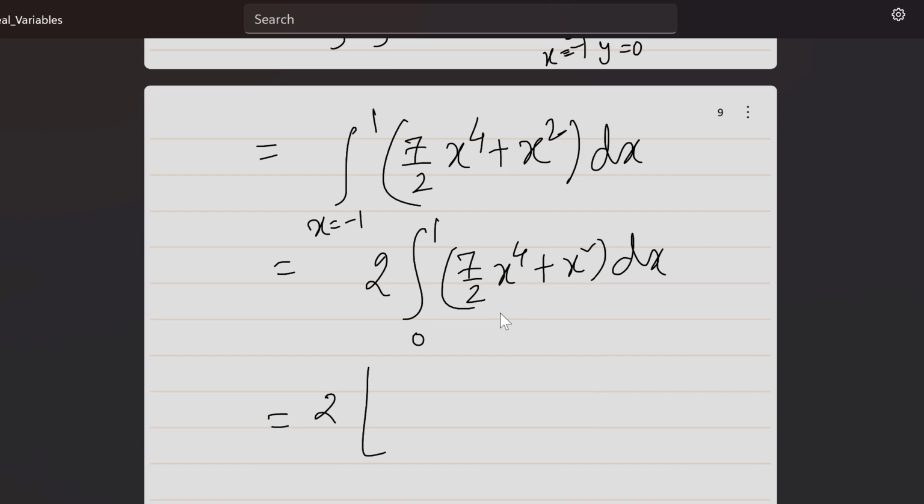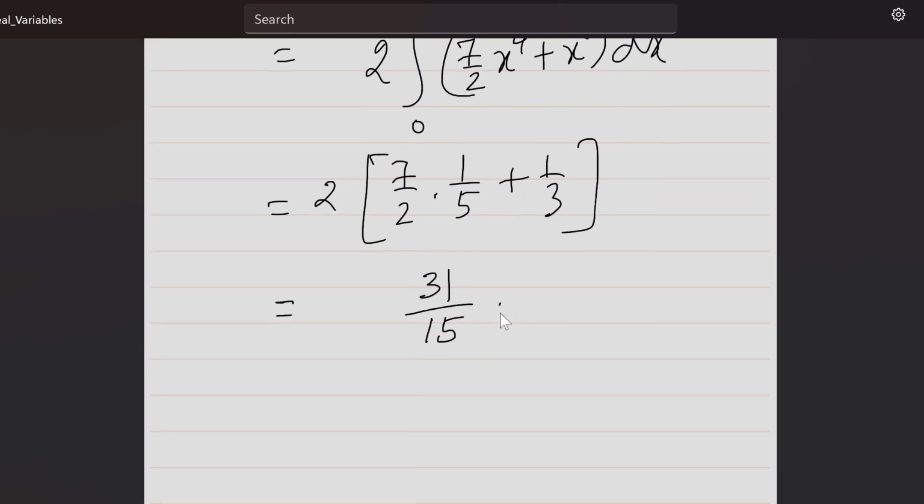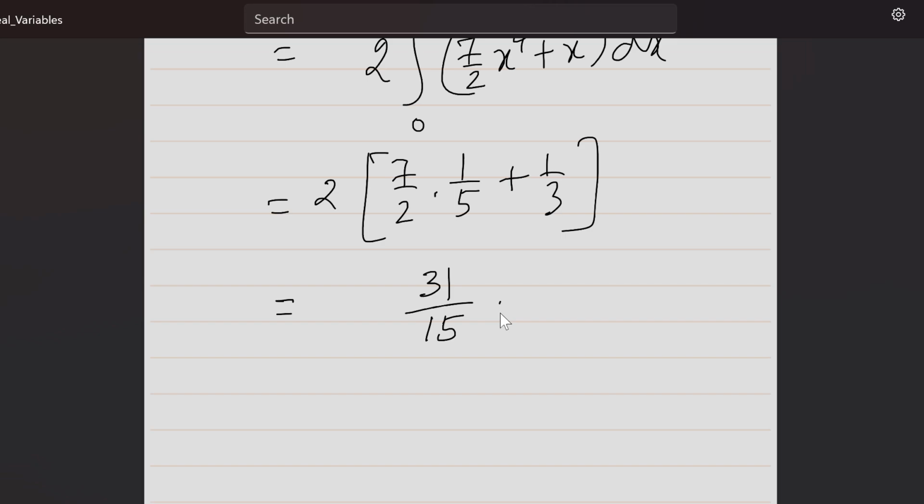So 2 into, I'm doing 7 by 2 into 1 by 5 plus 1 by 3. So it is 10, 37. It is 31 by 15. Yes, 31 by 30, 15. 31 by 15. So what is y bar? Just you calculate, this is 31 by 15 only. Because it is 31 and 21 plus 10 by 30. So it is 31 by 15.